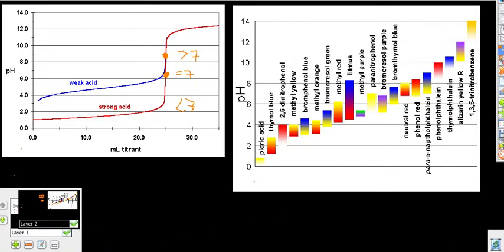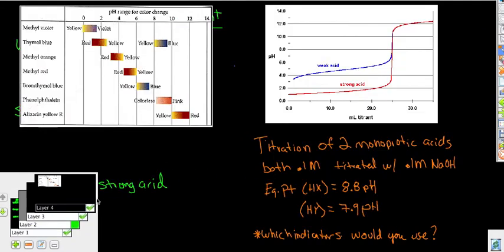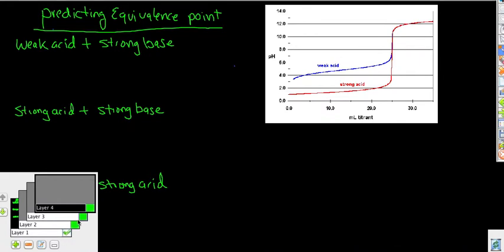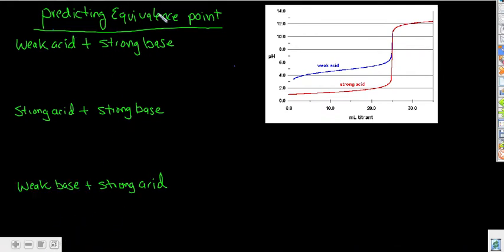Okay, let's do some kind of calculations here real quick. I'm going to take away that and that. All right, so what about predicting equivalence point? Well, I just kind of showed you some different ideas about predicting equivalence point.